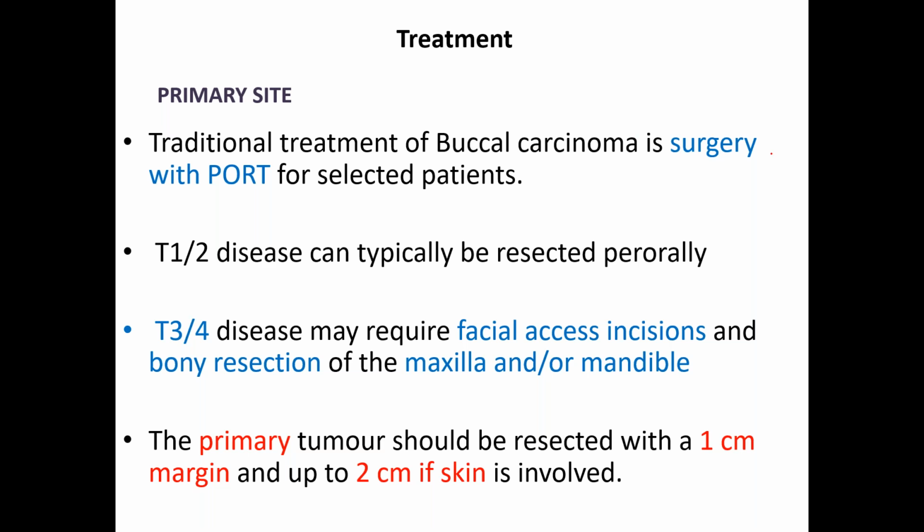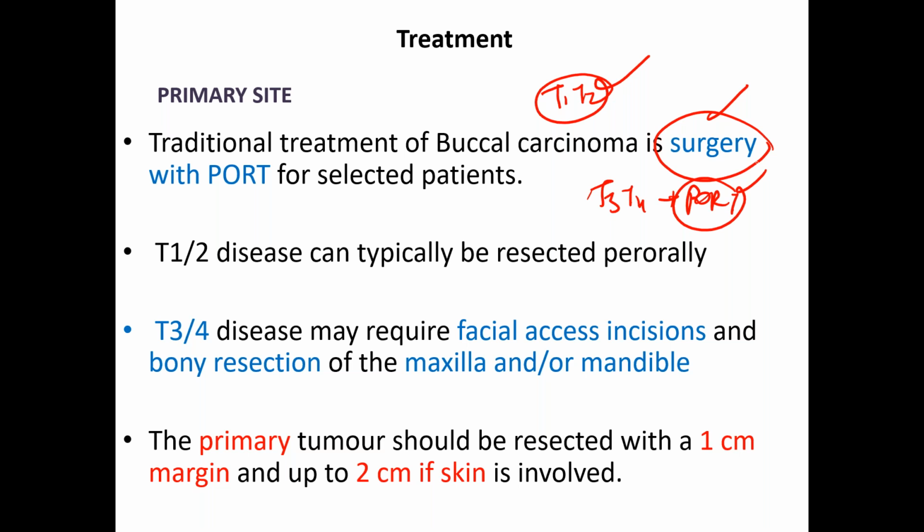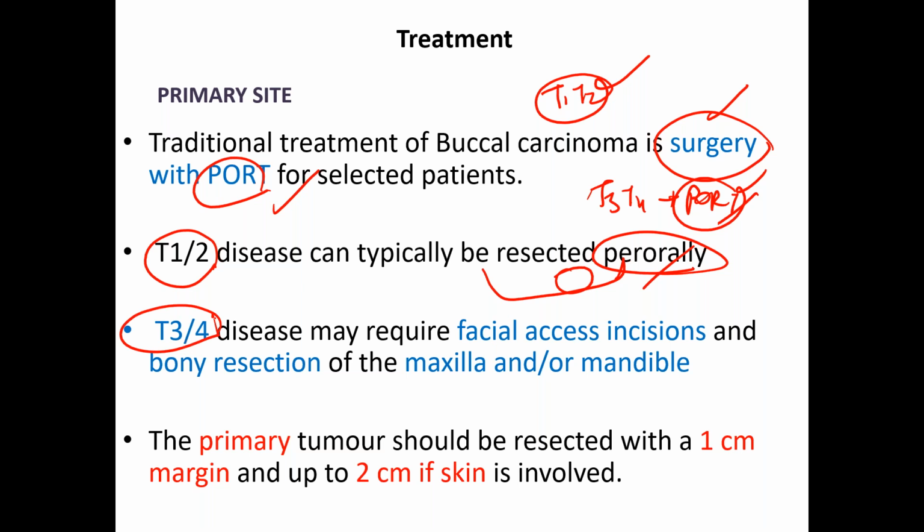Treatment: in early stage disease like T1 and T2, surgery is the best option. If you are going with T3 and T4, you have to go for post-operative radiotherapy in selected patients. T1, T2 disease can be treated perorally, through the oral cavity itself. You can remove the tumor and treat them. Whereas T3 and T4 disease requires a facial access incision. Number 1, you have to cut on the face.